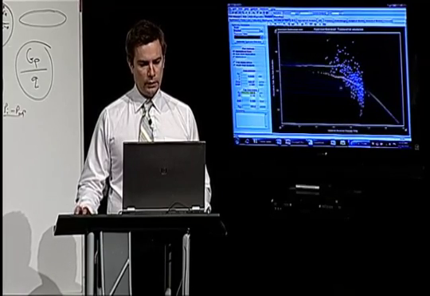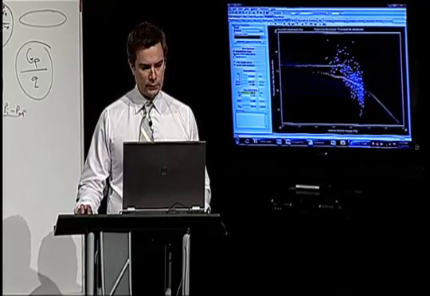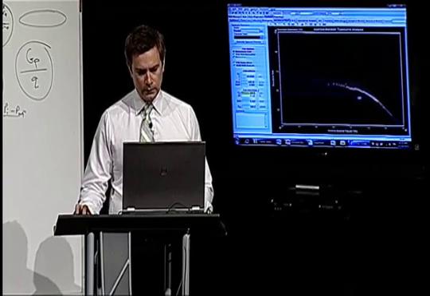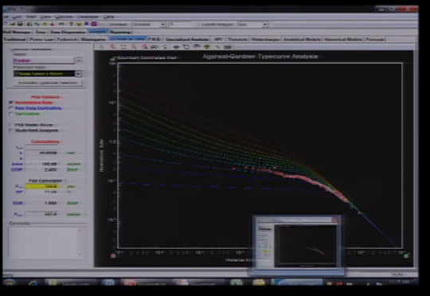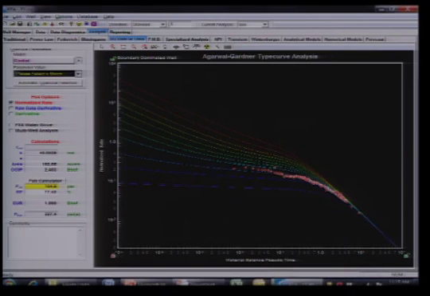So let's switch over here. I'll start by turning those ones off. In the Agarwal-Gardner format, we use dimensionless time that's based on area, rather than a dimensionless time that's based on Fetkovich's tDd, which is the dimensionless decline. So the shape of the curves is a little bit different.